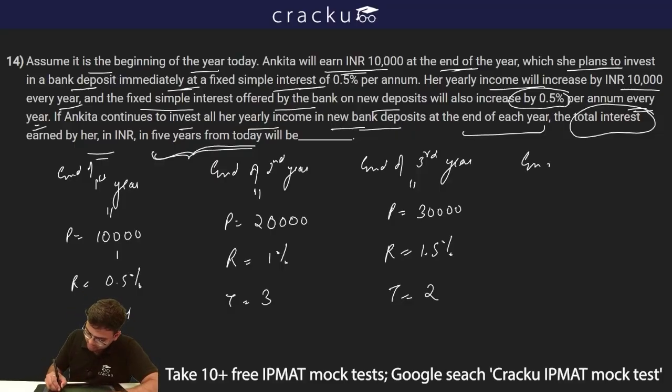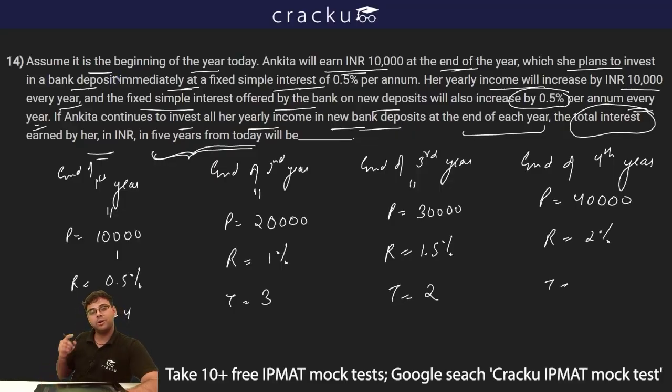Then we have the end of the fourth year. The principal will now become 40,000 as her income is increased by 10,000. The rate of interest will be 2%, and the time period will be 1 year only, because we have only the fifth year to get the full interest. We don't have to worry about the end of the fifth year, because although our salary will increase till then, she won't be able to invest it or get any interest from that investment, since at the end of the fifth year she needs 1 more year to get the interest. So we have to consider these 4 cases only.